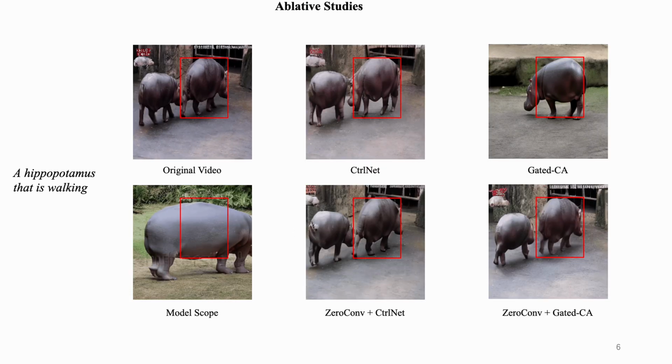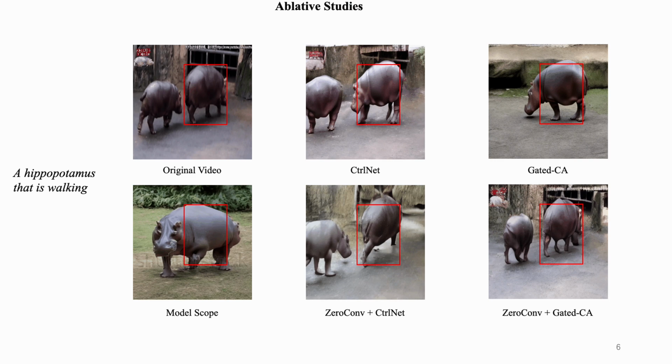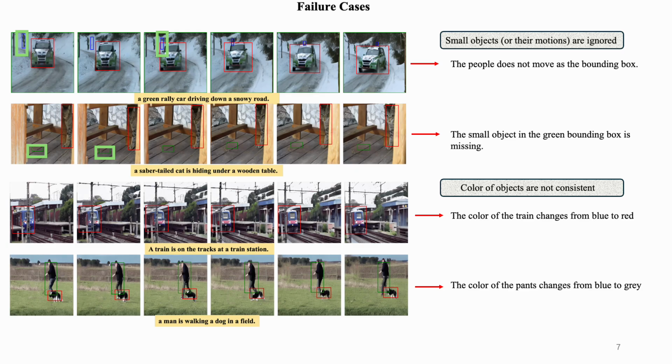And here we present some results. This slide shows that our method can generate videos which align best with the provided first frame, text, and also the bounding box sequence. We also find some failure cases. For example, our method might ignore some small objects, like in the first and the second examples. And the second failure case is that some colors of the objects might change in the videos.